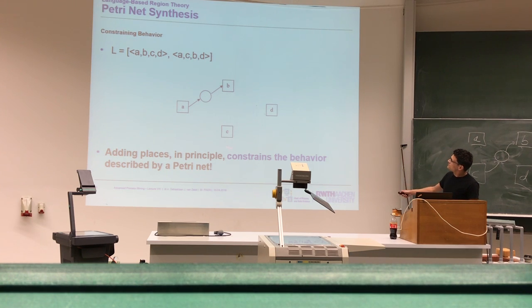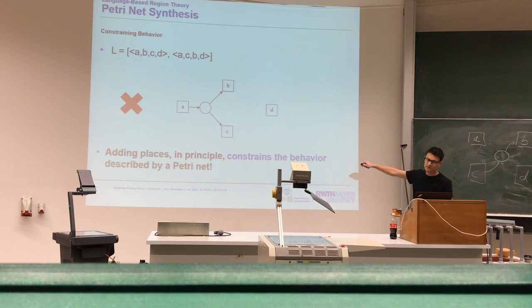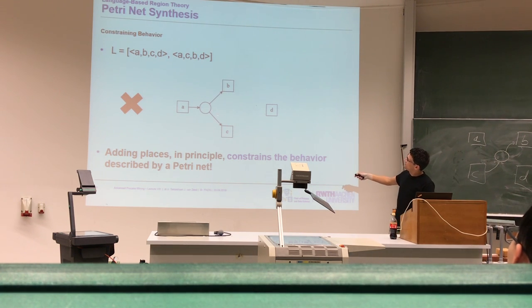So adding this place to this completely unconnected Petri net is totally fine, and the same holds for this. However, if we add this place, we have a problem. Because we need to fire A twice to be able to fire both B and C. And if we look at the input data, we describe that when observing A, after that we can observe both B and C. So somehow this place is not in line with the input behavior.